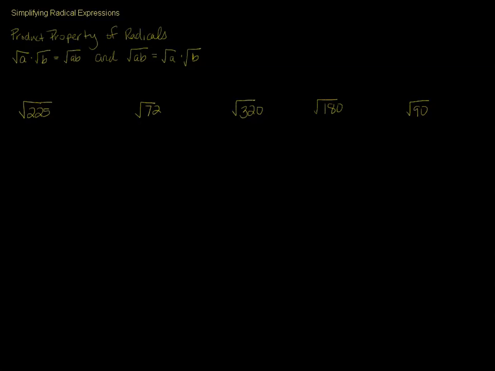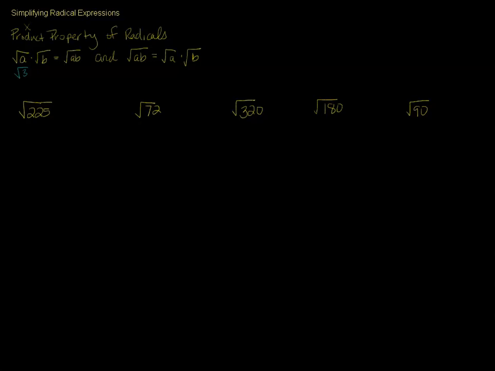Today we're talking about simplifying radical expressions. And we get to look at my favorite word in all of math, radical. So we're talking about square roots. And here's the property, the product property. Product means multiplication. So the product property of radicals means that the square root of A times the square root of B equals the square root of A times B.